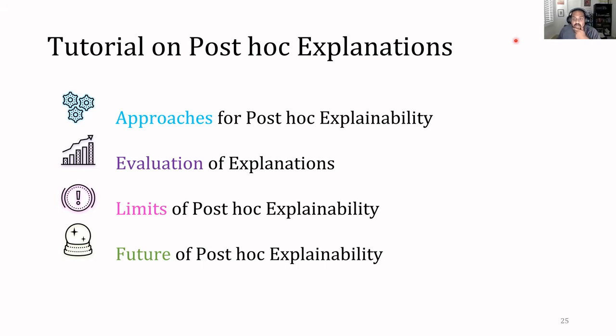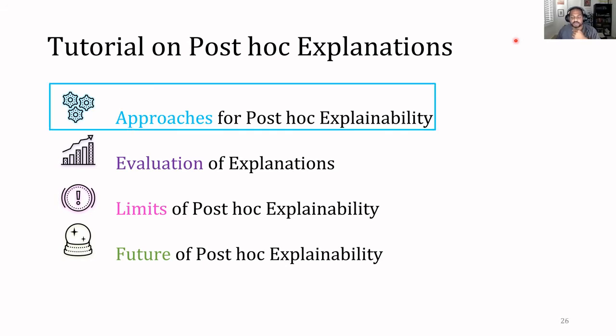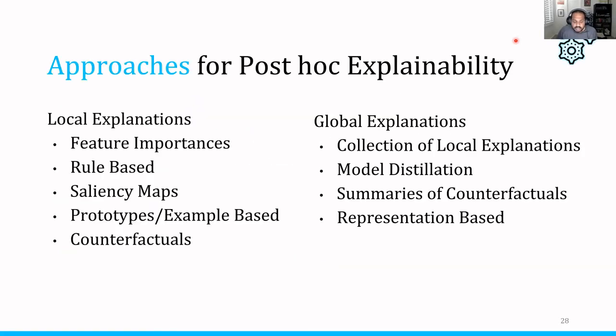So let's start with the approaches to post hoc explainability techniques. I'm going to divide them into local and global explanations. We're not going to really talk about global explanations. Let's focus mostly on local explanations, where again, they're going to be split into 5 different ways of doing them. Right? Feature importance, rule-based, saliency maps, prototypes, and counterfactuals. So let's actually get started with feature importance.